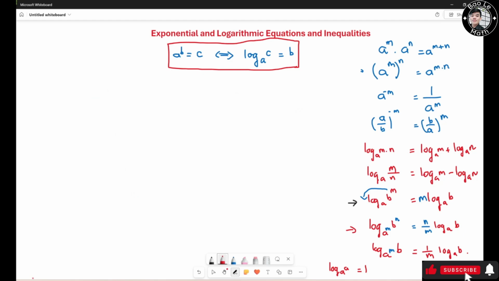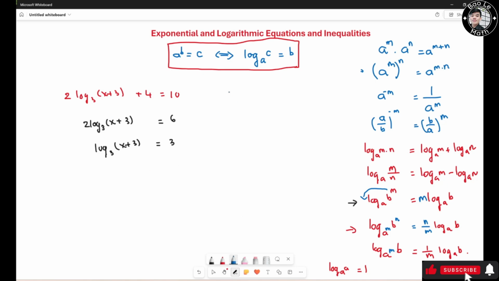Alright, now let's move on to the next one. We need to solve the logarithmic equation. Alright, so I have 2 log base 3 of s plus 3, plus 4 equals 10. Now the first thing you need to do is to subtract 4 from both sides, right? So I have 2 log base 3 of s plus 3 equals 6, right? And then divide both sides by 2. So I have log base 3 of s plus 3 equals 3, right?